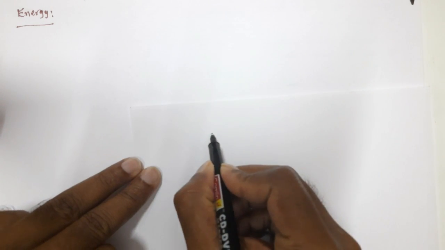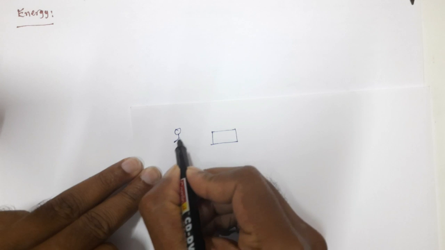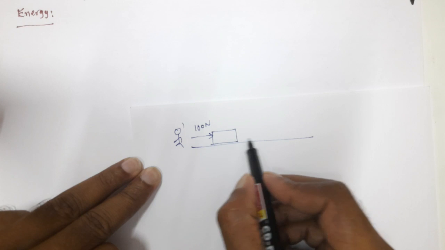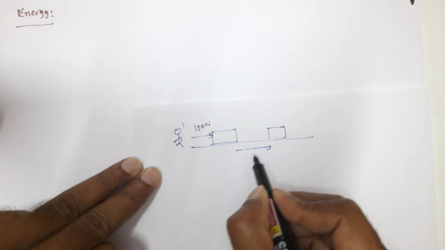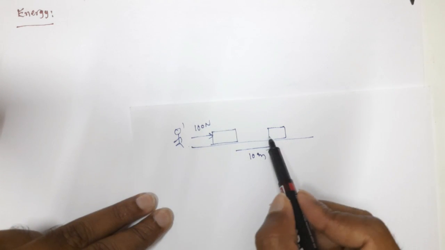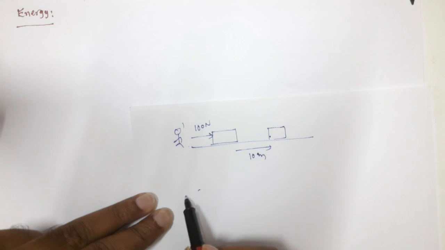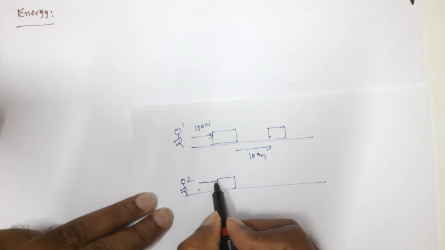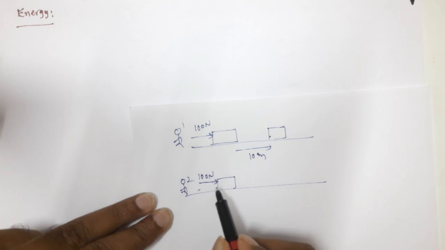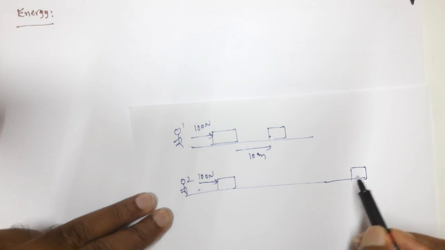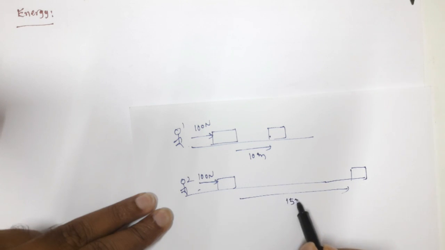So for example, we have a person 1, and he is applying a force of 100 newtons on an object, and he is moving the object from here to here, a 10-meter distance, and he can only move it up to here. He cannot move beyond this point. And we have a second person, person 2, another object. He can also apply a force of 100 newtons, but this person can move the object from here to here. Let's say this distance is 15 meters.